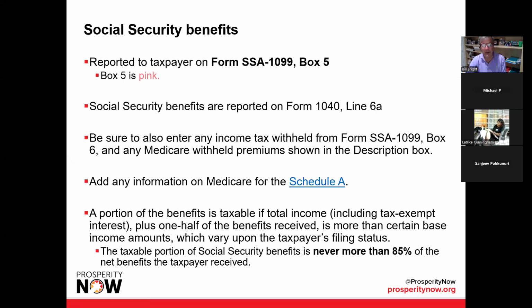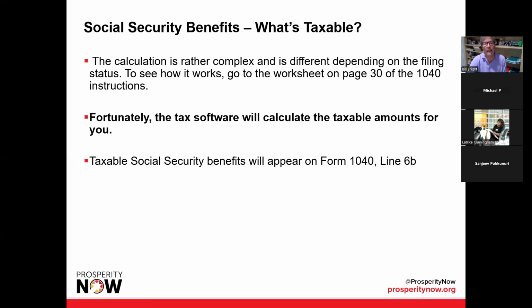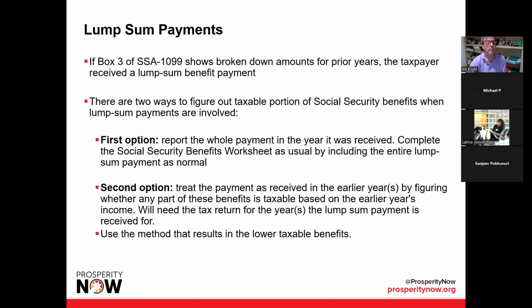And that last part there, the taxable portion of Social Security is never more than 85% of the net benefit that the taxpayer received. The important part there is it is a fairly complicated calculation. It's based on other types of income, both taxable and tax exempt, and what your filing status is. So the good news is that is all done by the tax software, so you don't really have to worry about that. I've tried to do the calculation several times. Most times I can't get it.